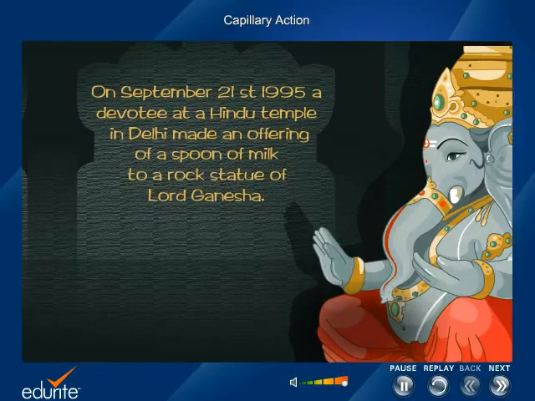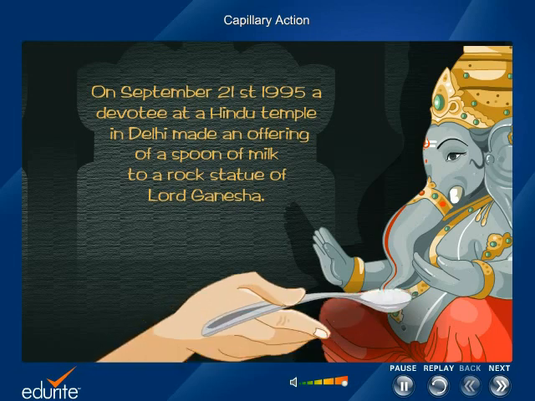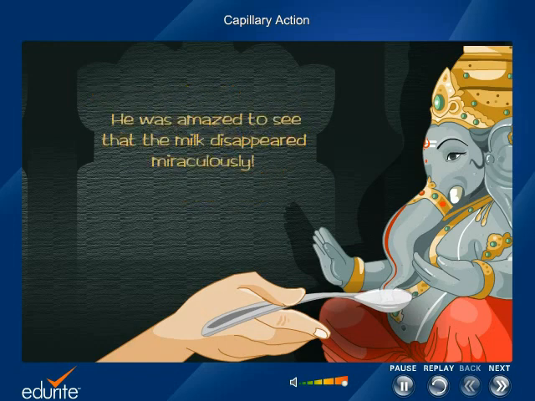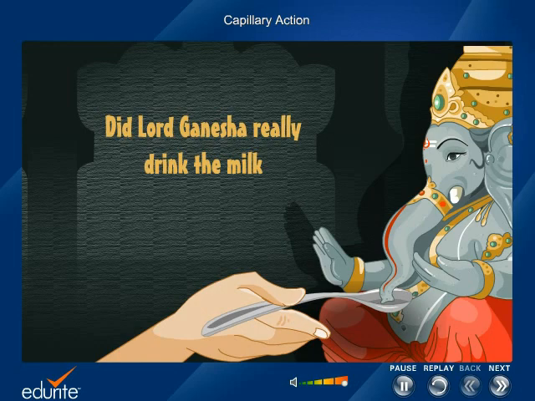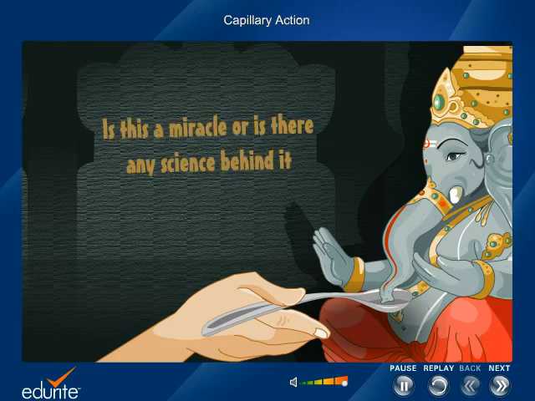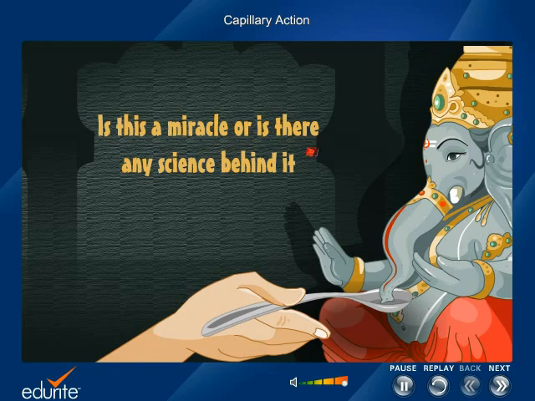On September 21, 1995, a devotee at a Hindu temple in Delhi made an offering of a spoon of milk to a rock statue of Lord Ganesha. He was amazed to see that the milk disappeared miraculously. Did Lord Ganesha really drink the milk? Is this a miracle, or is there any science behind it?